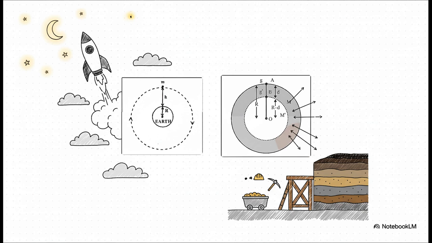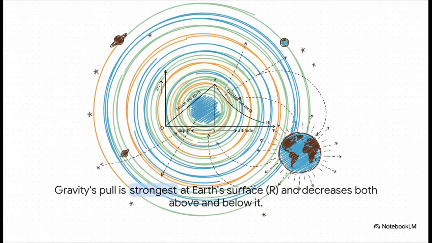As you can see here, g actually gets weaker the higher up you go. That makes sense. But here's the part that might surprise you. It also gets weaker as you go deeper into the Earth. And why is that? Well, because as you go down, some of the Earth's mass is now above you, and it starts pulling you back up, canceling out some of the pull from below. This graph just lays it all out perfectly.